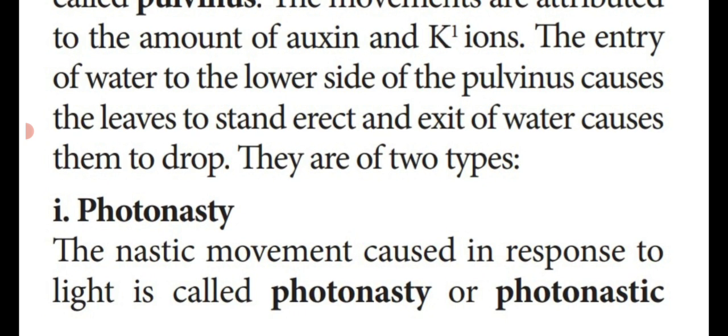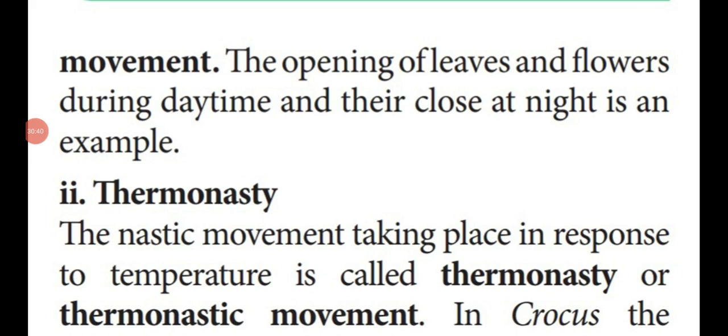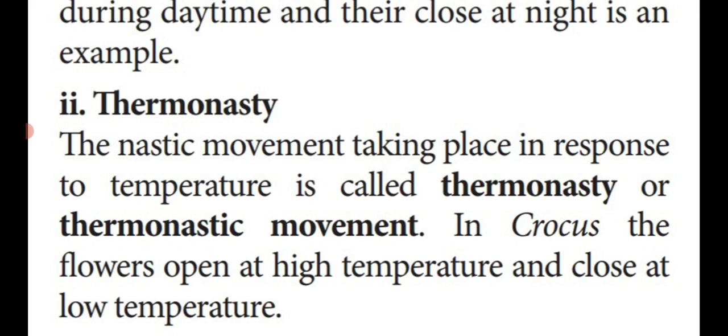It is of two types. One is photonasty. The nastic movement caused in response to sunlight is known as photonasty or photonastic movement. The opening of the leaves and flowers during the daytime and their closing at night time is an example of photonastic movement. Second one, thermonastic movement. The nastic movement in response to temperature is called thermonasty or thermonastic movement. In plants such as crocus, the flowers open at high temperature and close at low temperature.